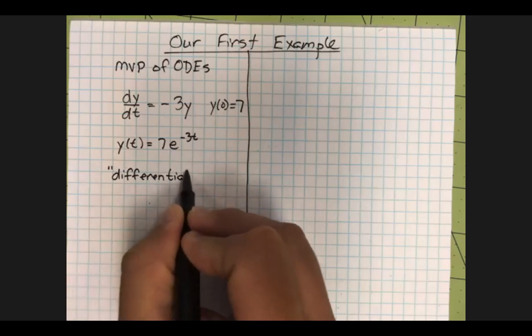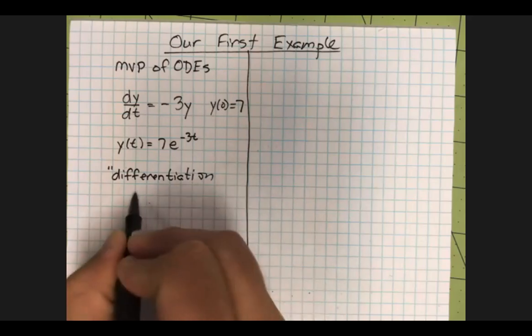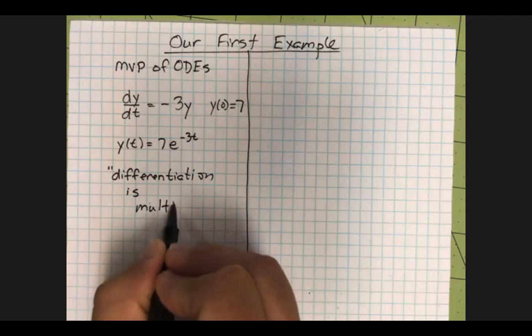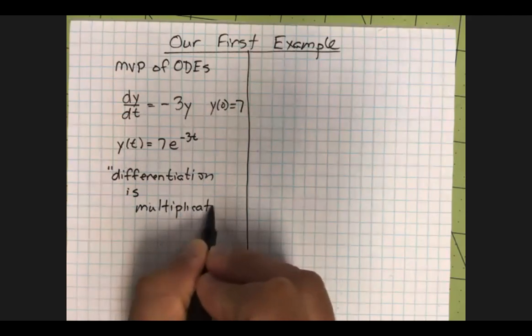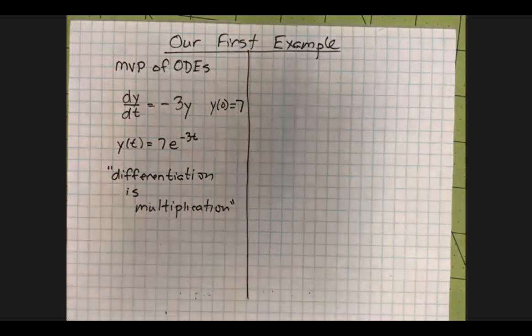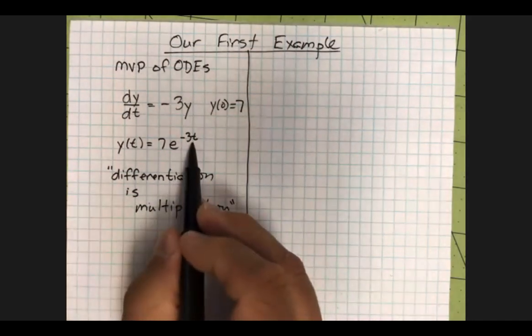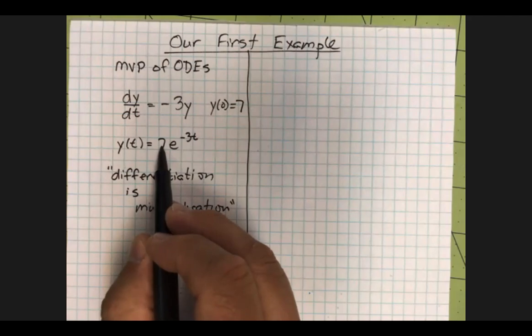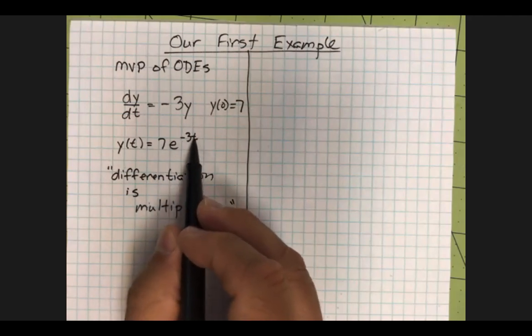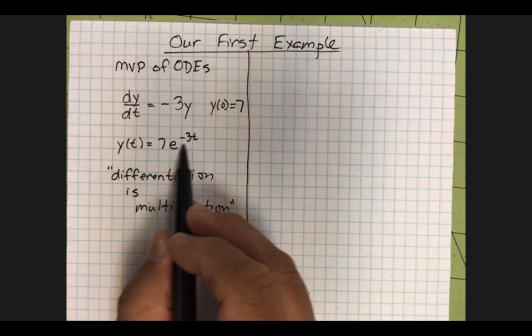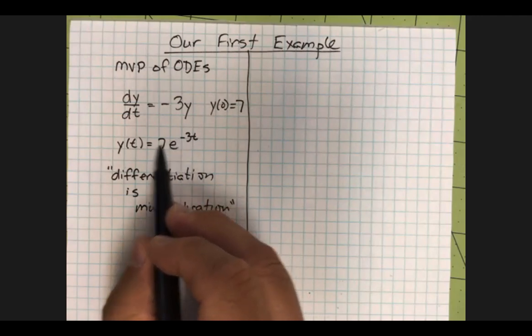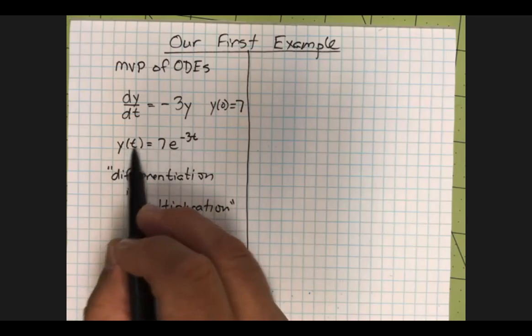differentiation is multiplication. Think about that phrase for a second. When I differentiate this, by these rules of calculus, minus 3 comes down, chain rule, I get minus 3 times 7e to the minus 3t. I get negative 21e to the minus 3t. But don't let that obscure the fact that it's minus 3 times this function, minus 3 times y.